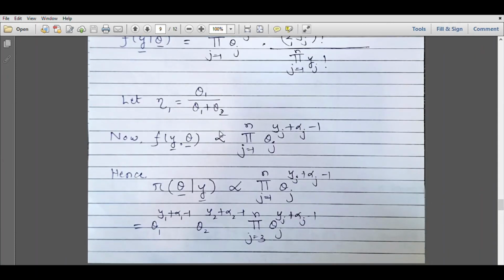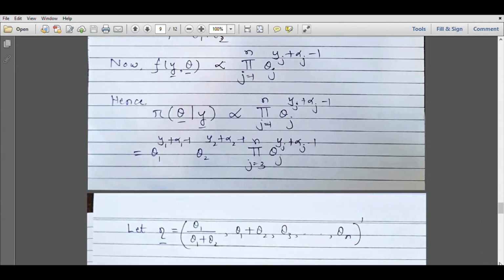So f of y given theta, I can safely say, is proportional to this. So the posterior distribution will be proportional to this term, the product of theta j raised to yj plus alpha j minus 1. If you expand this, it is theta 1 raised to y1 plus alpha 1 minus 1, theta 2 raised to y2 plus alpha 2 minus 1, into the product of theta j raised to yj plus alpha j minus 1, where j goes from 3 to n. So why have I split it like this? Because ultimately we are interested in eta, which is theta 1 upon theta 2. So I have taken theta 1 and theta 2 outside the product sign.